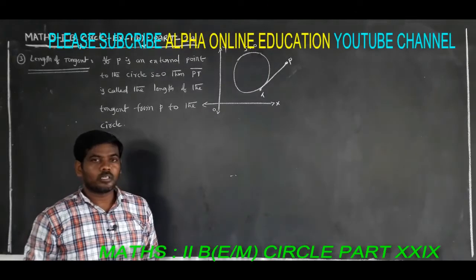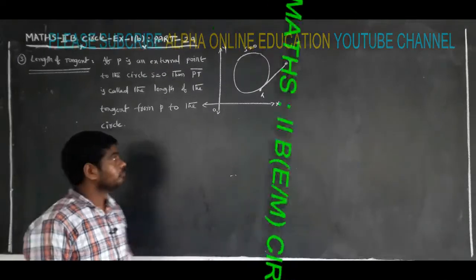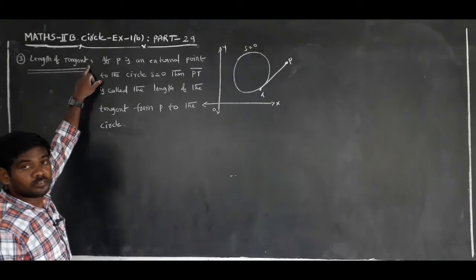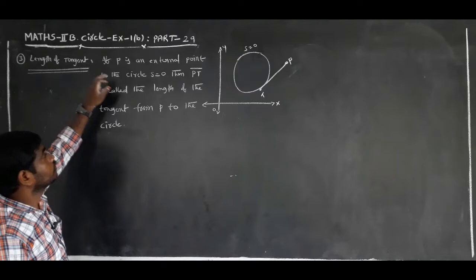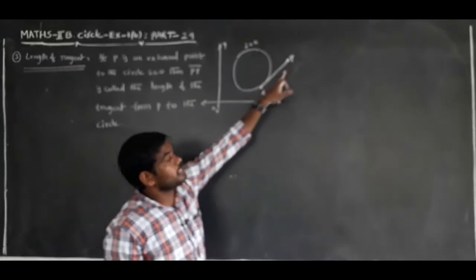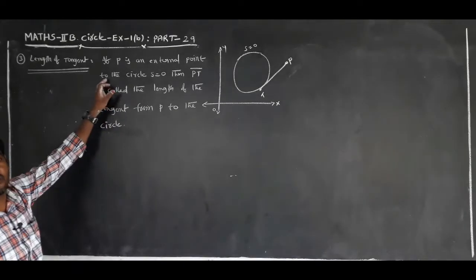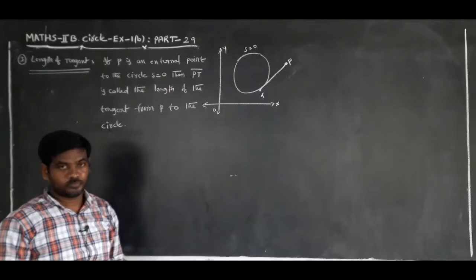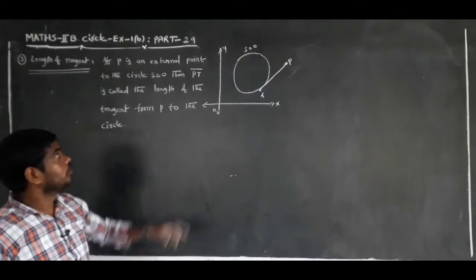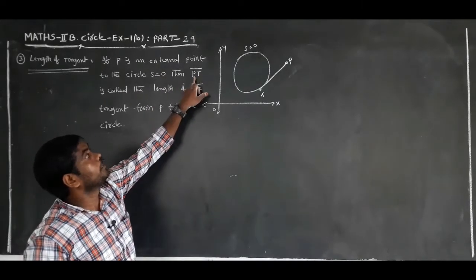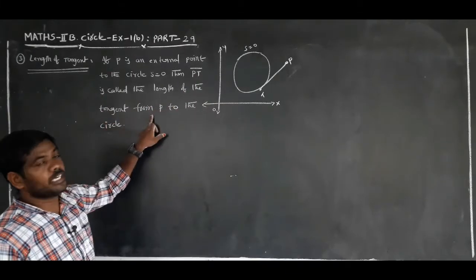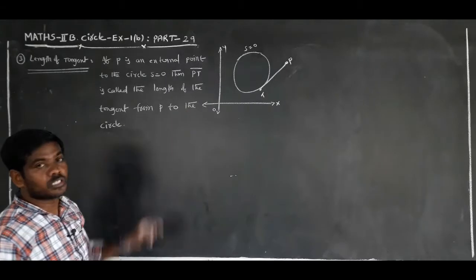Next one, another definition: length of tangent. Suppose P is an external point to the circle S equal to 0. Then the length PT is called the length of the tangent from P to the circle.